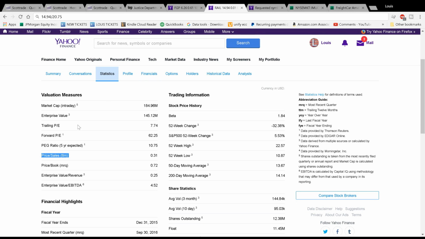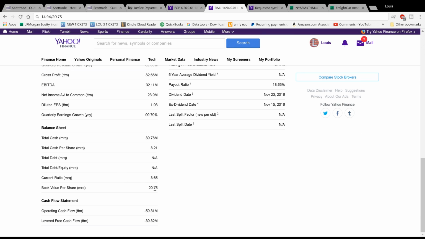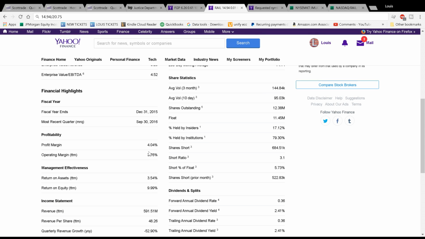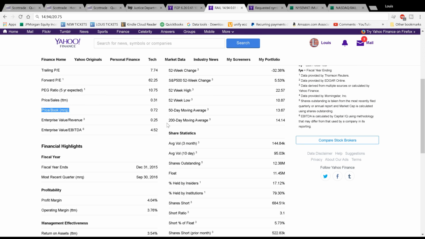And if you go to Rail's page over here, you'll see that price to book is what we got. I got 20.74. They rounded it up to 20.75. Yahoo's trying to sell you on buying it. That's what that is. And the price to book ratio is the ratio between the actual share price and the book value of the company.